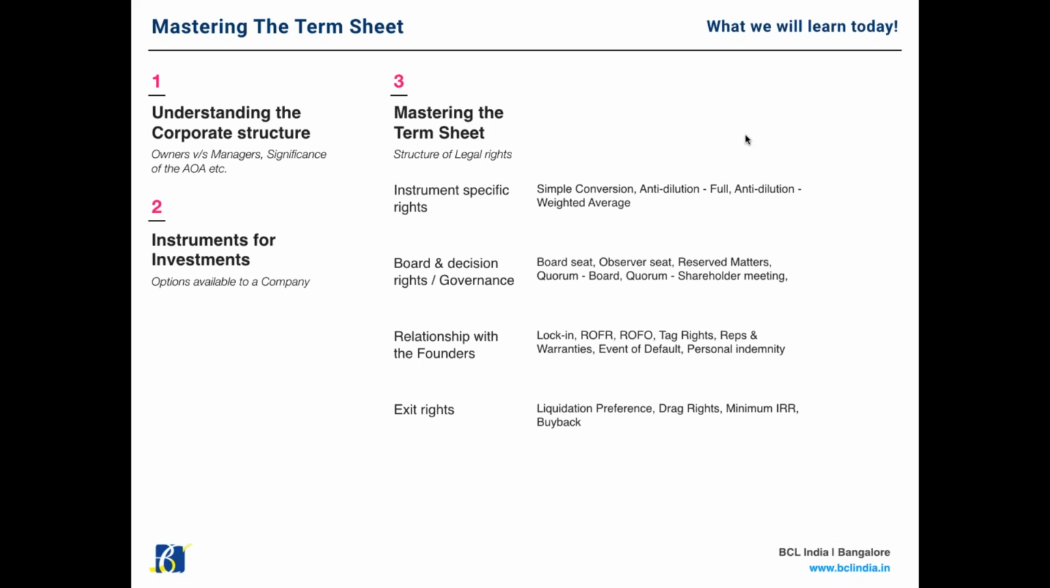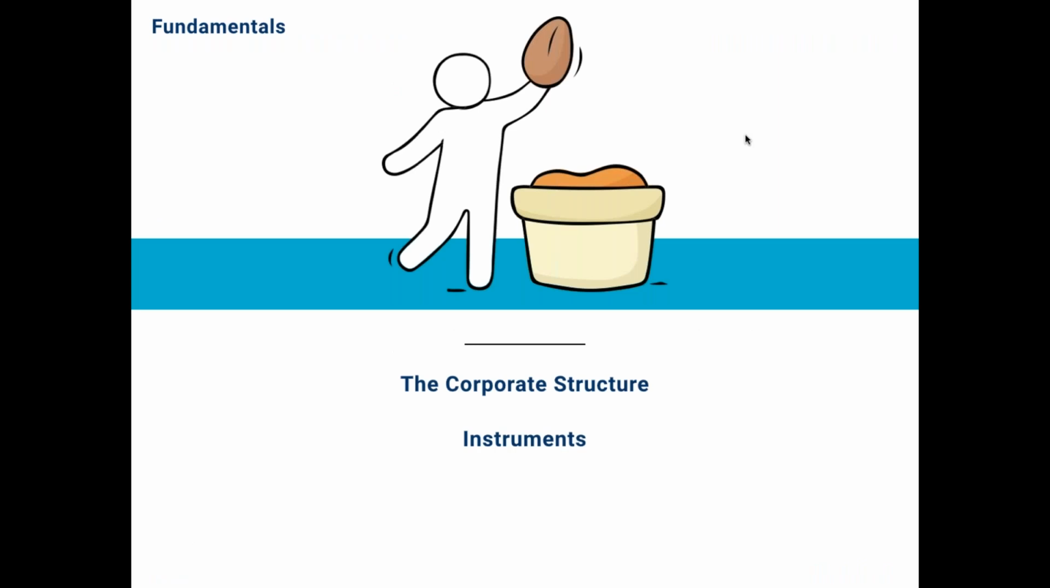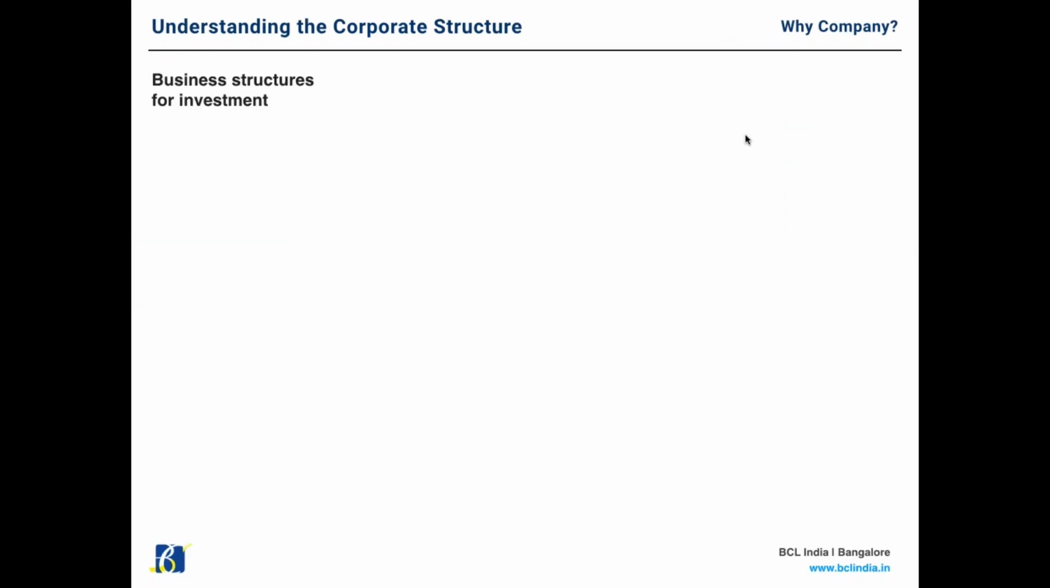So let's get started. The corporate structure and the instruments, right? Let's understand the corporate structure. Now, multi-person structures, what are the options you have today? You have the simple partnership entity, you have the limited liability partnership, and you have company. And under company, you have two broad heads, public company and private limited company.